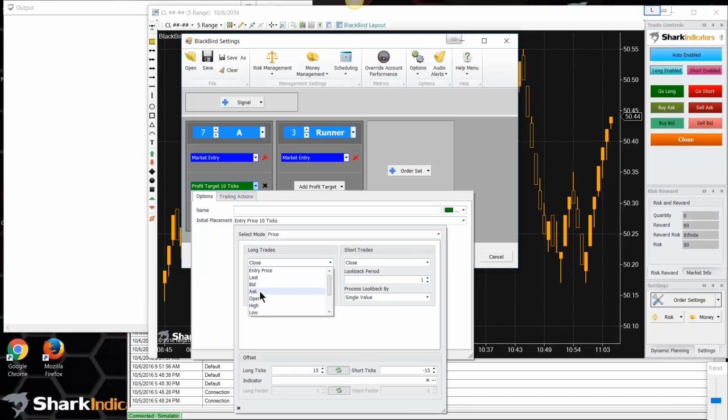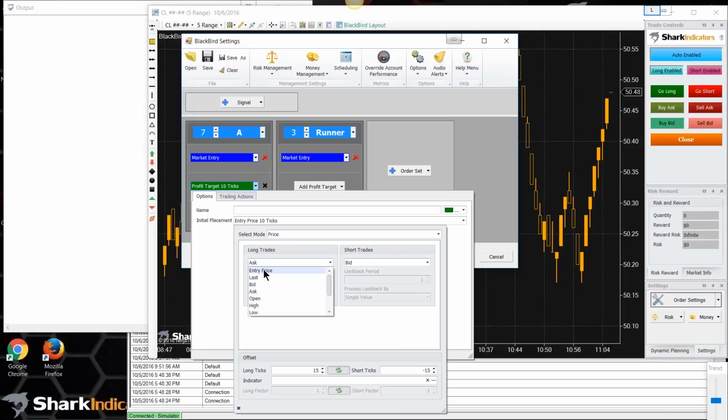If it's a long trade, you could even set a 15 tick offset from the ask price, wherever the ask price happened to be when your order got executed. But the vast majority of the time you're just going to want to leave this on the entry price. So we'll do a 15 tick from the entry price. That's how NinjaTrader ATMs always operate, from the entry price.